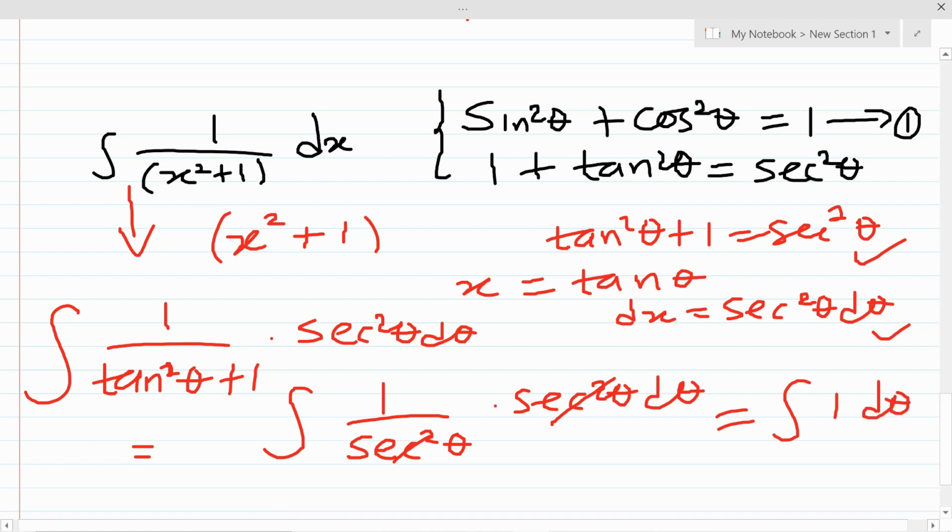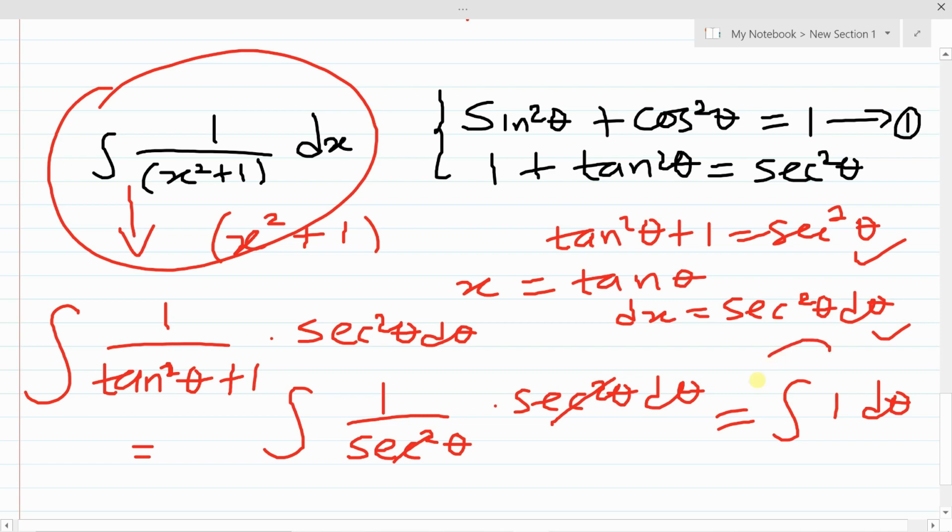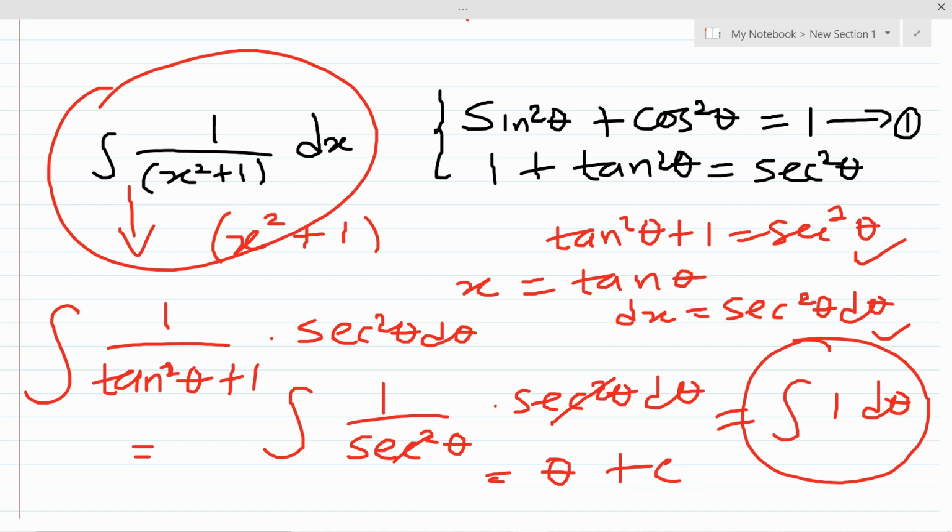If you can see, this was a strange integral for us to do, but it has reduced to what? A very simple one, the integral of 1 d theta. And in our first integral video, we said the integral of a constant with respect to some variable is just the constant times the variable. So this integral will be what? Theta plus c. Just the constant 1 times the variable, which is theta. So this whole integral is equal to that, but we are not done.